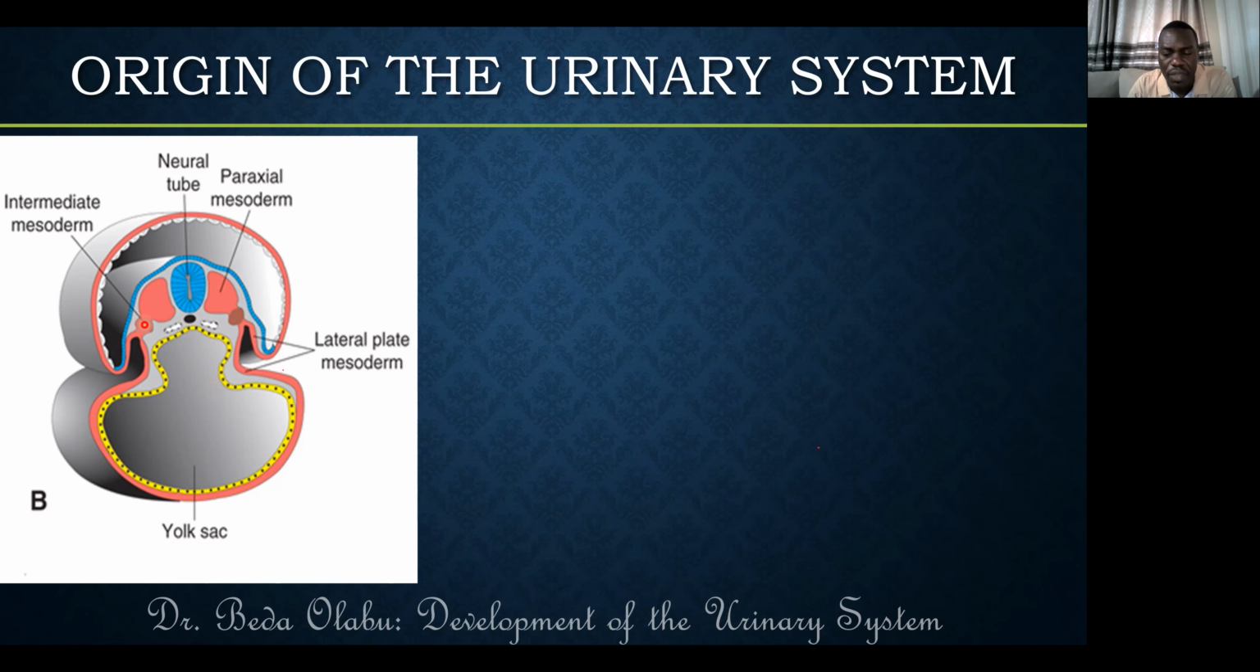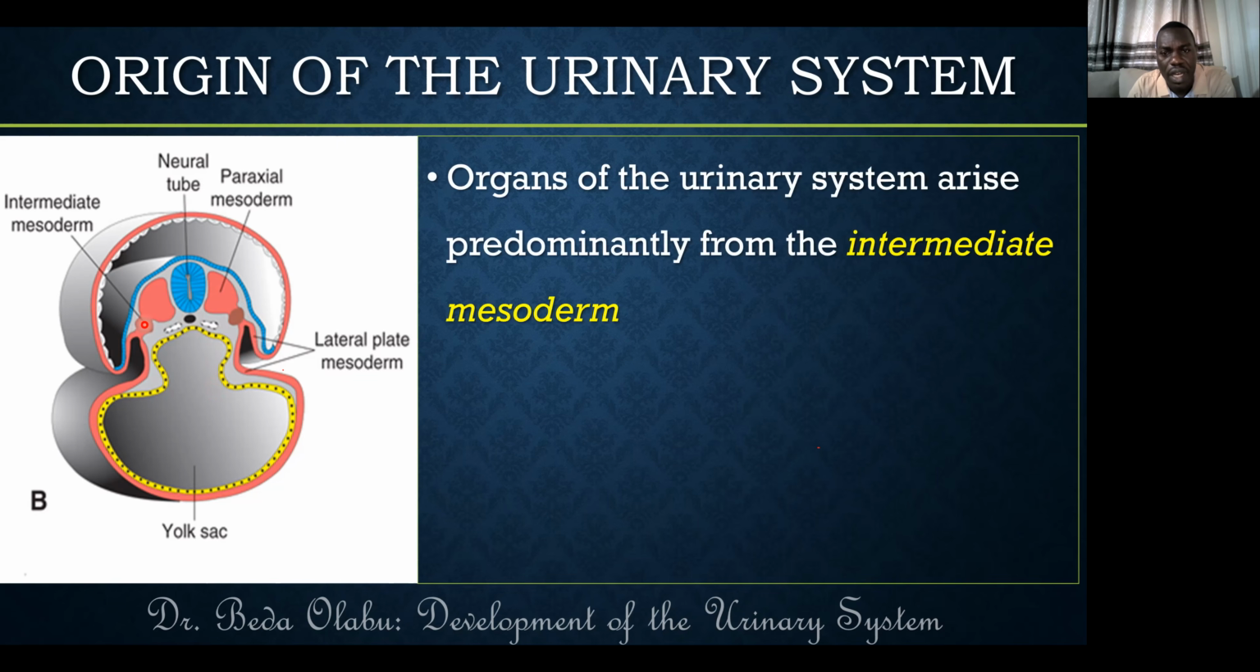The urinary system arises from the intermediate mesoderm predominantly. This origin is together with the reproductive system. So we can just say that the urogenital system arises predominantly from the intermediate mesoderm.